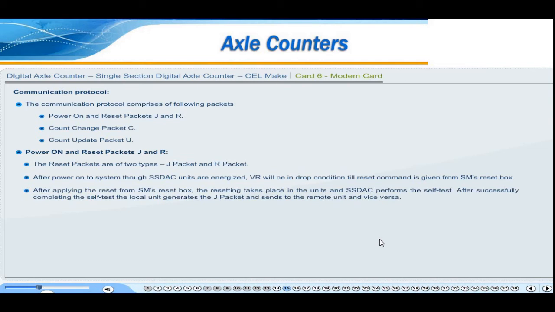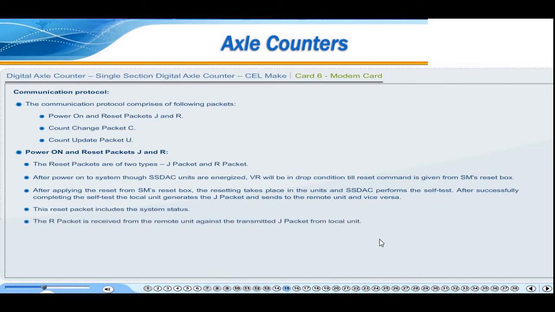After applying the reset from SM's reset box, the resetting takes place in the units and SSDAC performs the self-test. After successfully completing the self-test, the local unit generates the J packet and sends it to the remote unit and vice versa. This reset packet includes the system status.